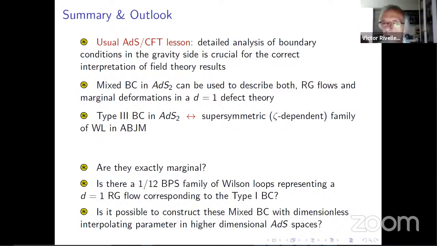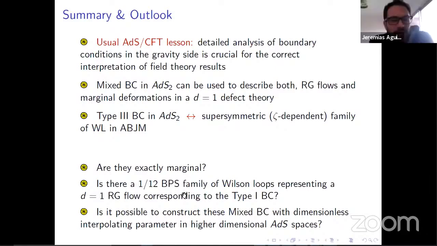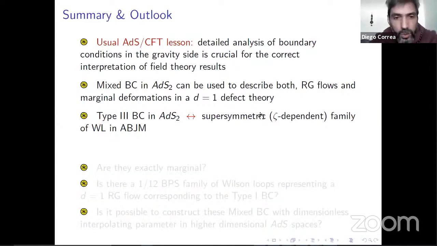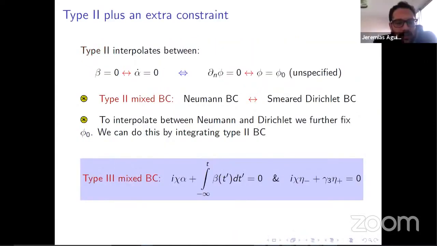Okay, now questions by Jeremias. Hello. Hi, Jeremias. Yeah, I have a very basic question about these type 3 boundary conditions, because they seem to be non-local in this T parameter, because they are integrated. Is that right? Yeah, that's exactly right. So can you use it to compute the correlation function? In other words, will you expect to get a non-local expression for the correlation function?